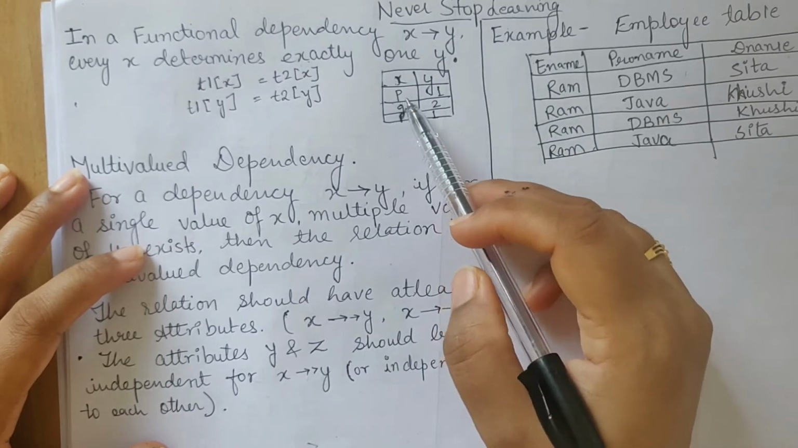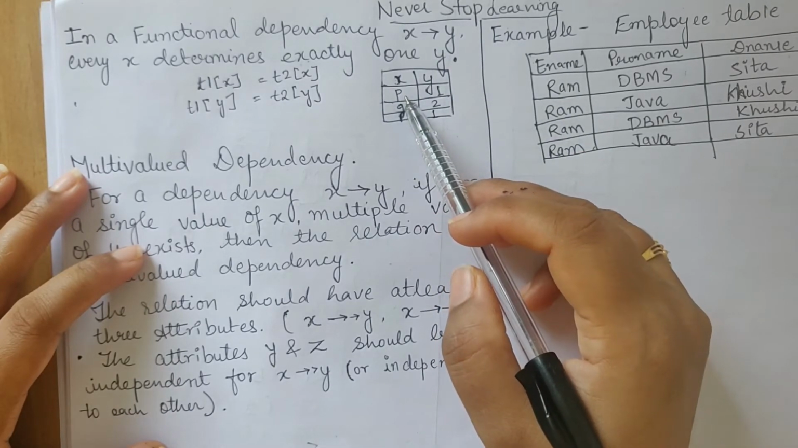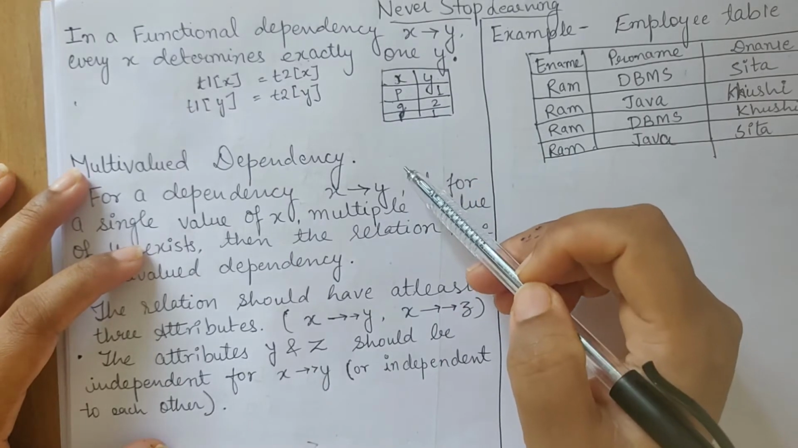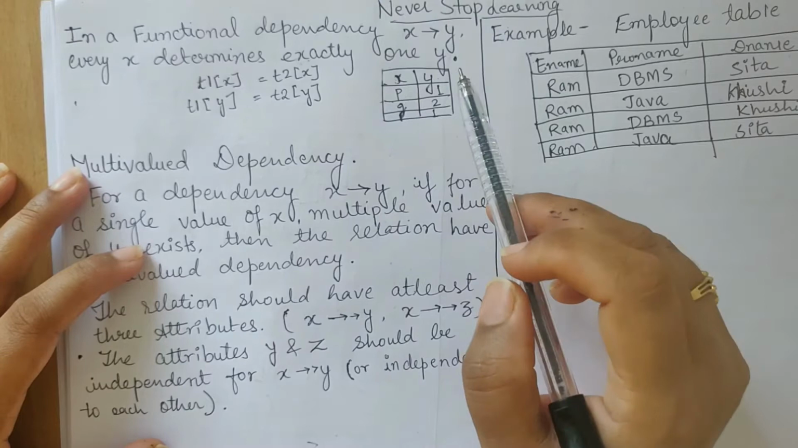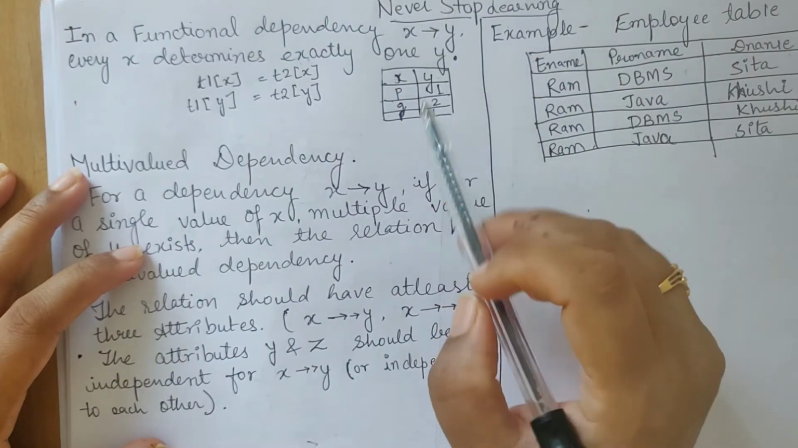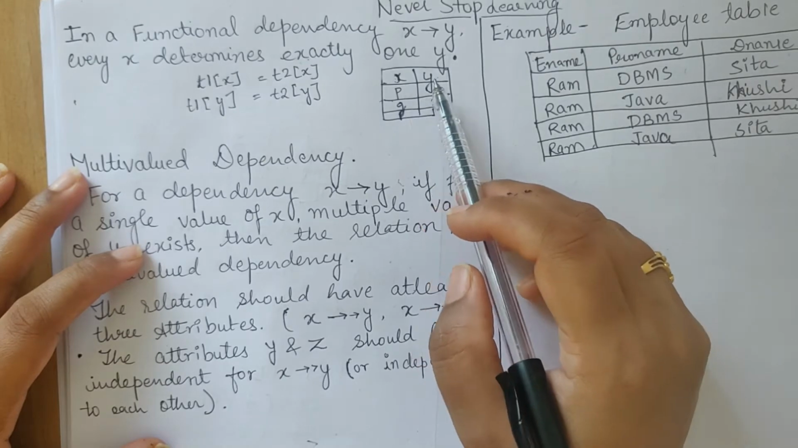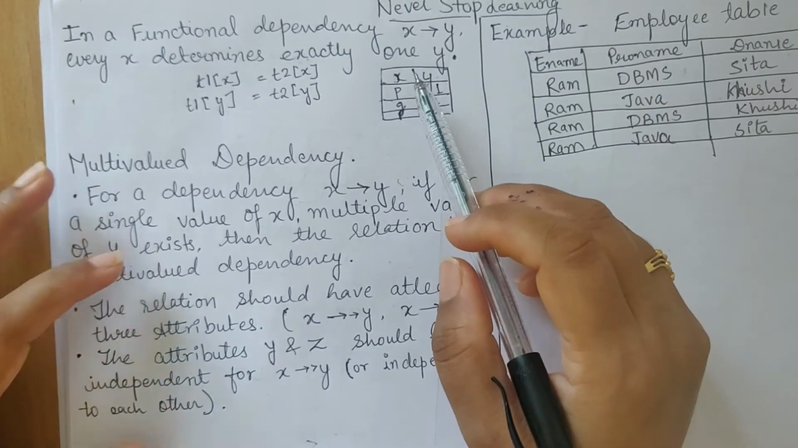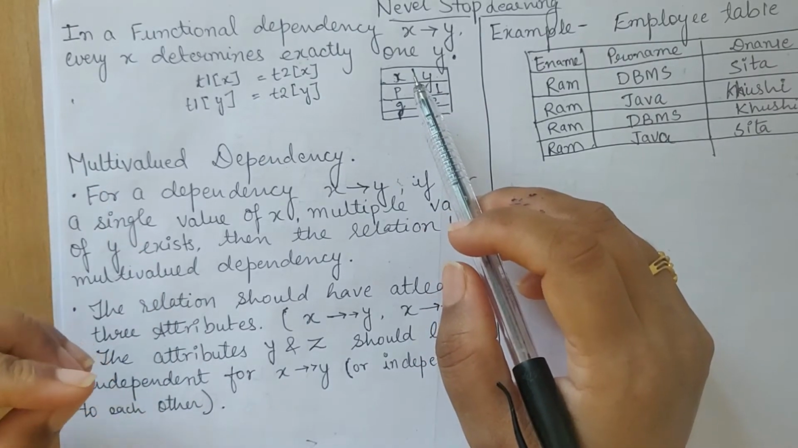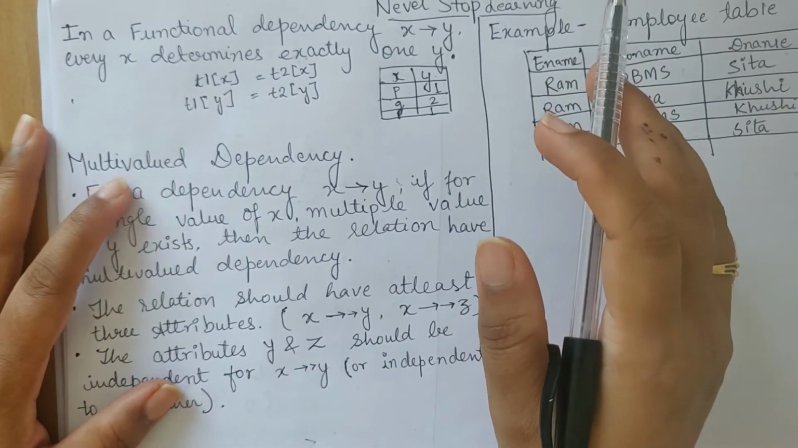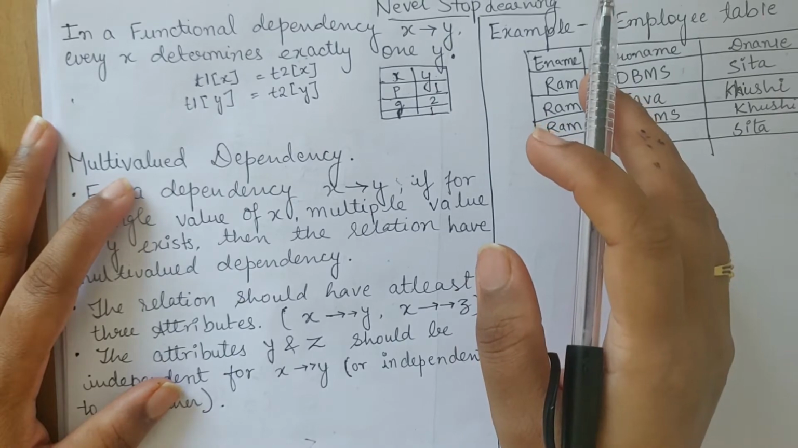If I have multiple values of P, how will I uniquely determine the value of Y, right? So it is a simple logic. Whenever there is a functional dependency, there should be a unique value of Y for X. If somebody gives me the value of X, I should be able to search and tell the value of Y. That is the meaning of functional dependency.